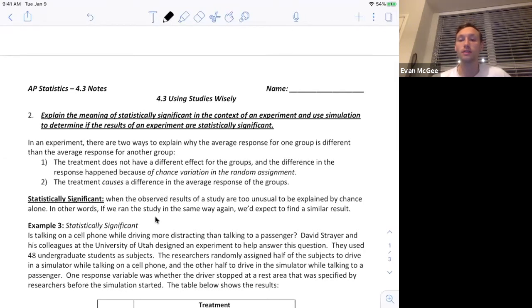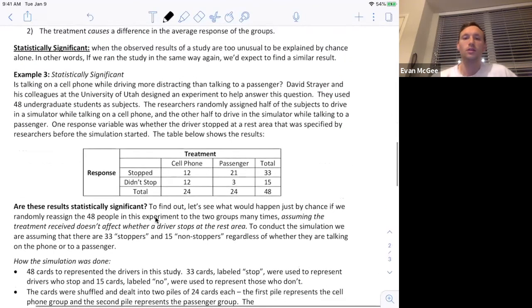Let's take a look at a simulation problem to get a better understanding. Is talking on a cell phone while driving more distracting than talking to a passenger? David Strayer and his colleagues at the University of Utah designed an experiment to help answer this question. They used 48 undergraduate students as subjects. The researchers randomly assigned half of the subjects to drive in a simulator while talking on a cell phone, and the other half to drive in the simulator while talking to a passenger. One response variable was whether the driver stopped at a rest area that was specified by researchers before the simulation started. The table shows the results below.